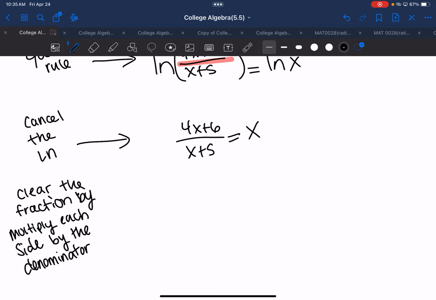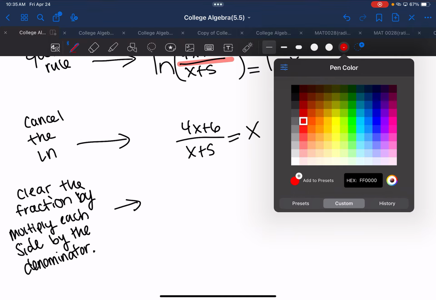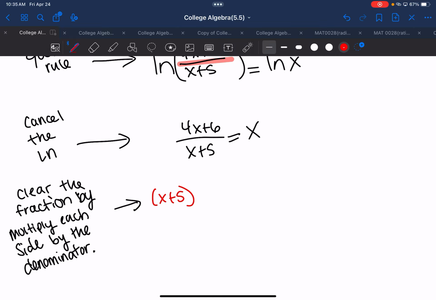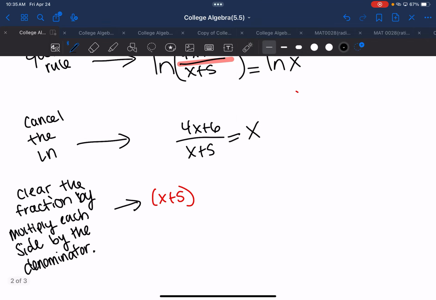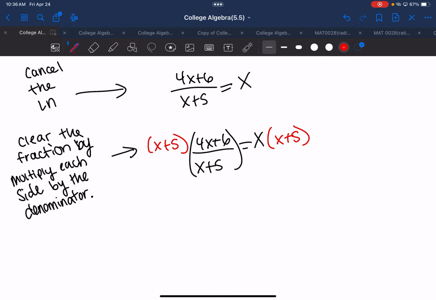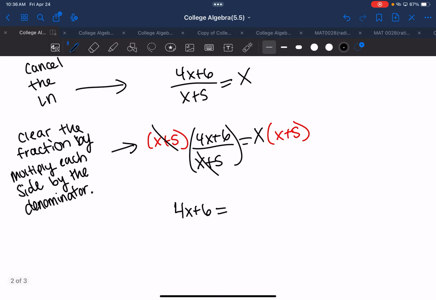If I multiplied the left by x plus 5, it will cancel, which is what I want to get rid of the fraction. That looks nasty. Don't like fractions, so let's get rid of it by multiplying by that denominator. But I need to multiply by the x plus 5 on both sides. So these will cancel, and that will leave me with 4x plus 6 is equal. Then I need to distribute that x on the right, so x squared plus 5x.